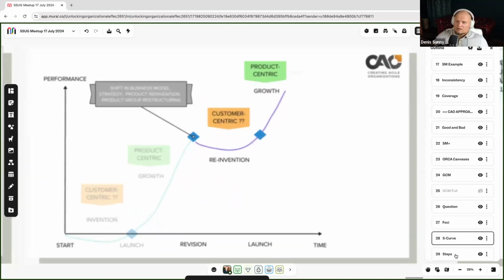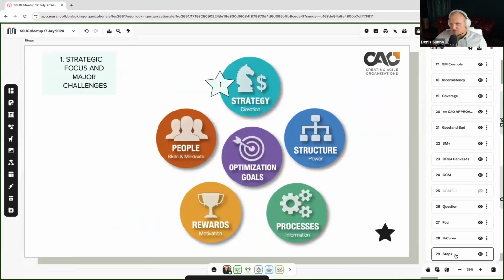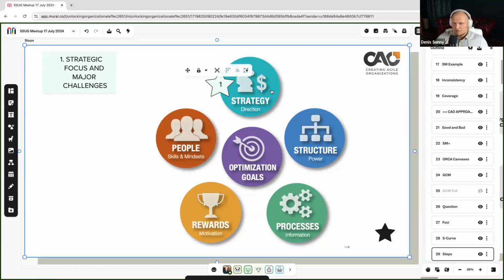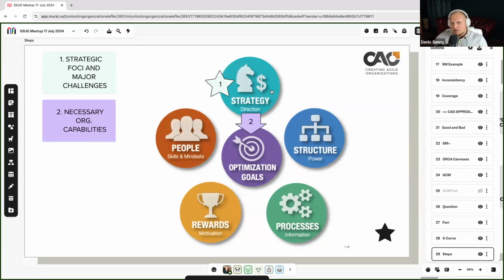Now, what are the steps that we suggest in creating agile organizations? Always start with your strategy. Understand what is the strategic focus, and also identify your major challenges on the way towards your strategy. Then you are in a position to define your organizational capabilities necessary, the essence that is needed for you to develop in your organization to effectively overcome those challenges.